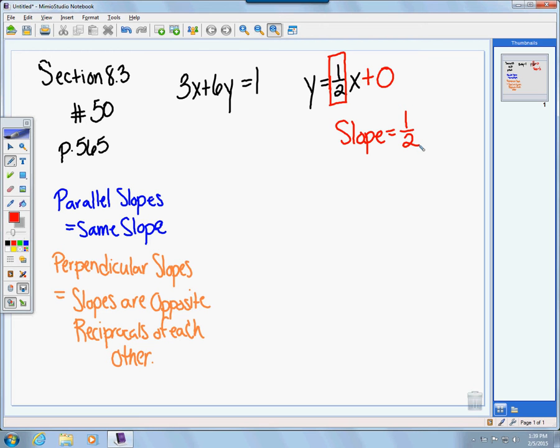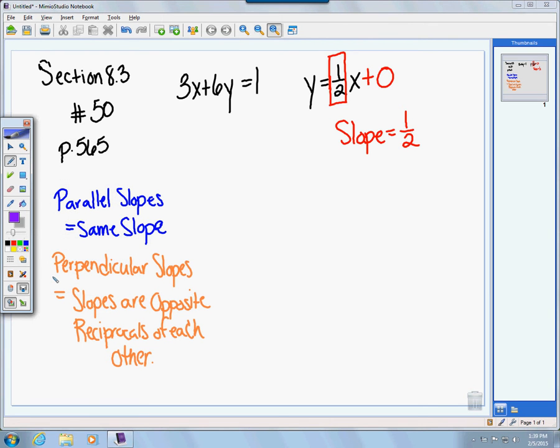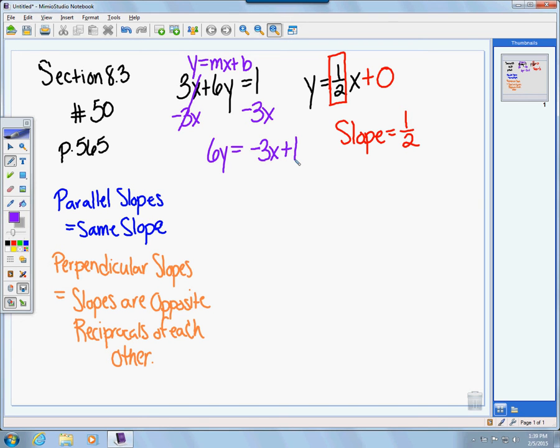So all of my attention can now be focused on this 3x plus 6y is equal to 1. My goal is to get it into y equals mx plus b, or slope-intercept form. So basically, I'm going to isolate y on one side of the equation. The easiest thing I can do first is to remove 3x from both sides of the equation, and that leaves me with 6y is equal to negative 3x plus 1. And then from here, we want to divide both sides by 6.